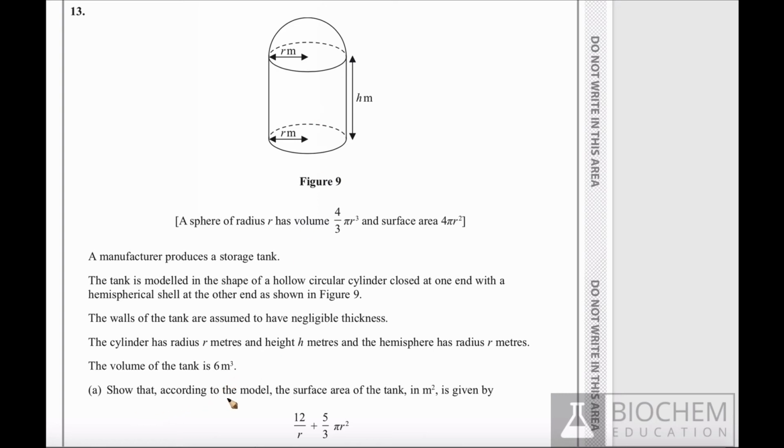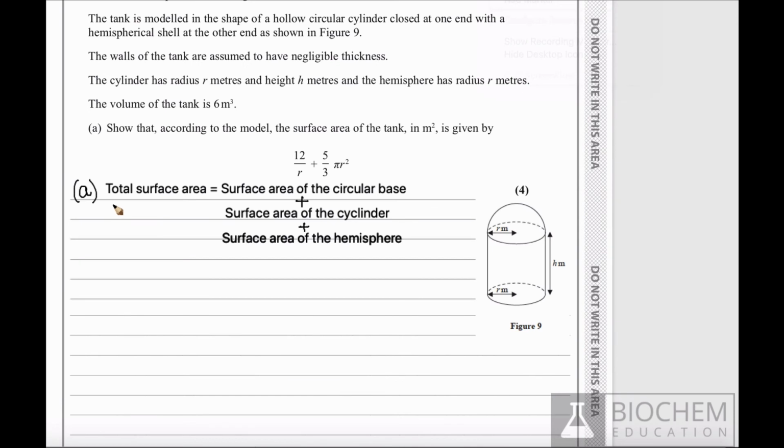Show that according to the model, the surface area of the tank in meters square is given by 12 over r plus 5 over 3 pi r square. In other words, the total area surrounding this figure is this, and we have to show this to be the case in part A. So we can start our answer to part A by saying that the total surface area of this figure, figure 9, is made up of 3 different elements.